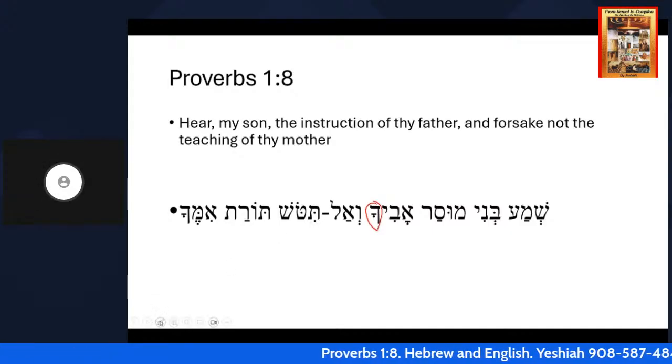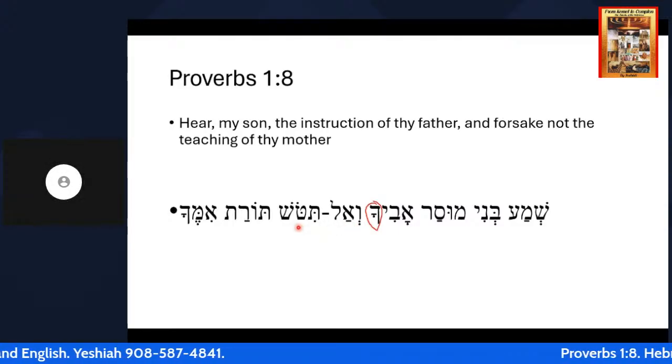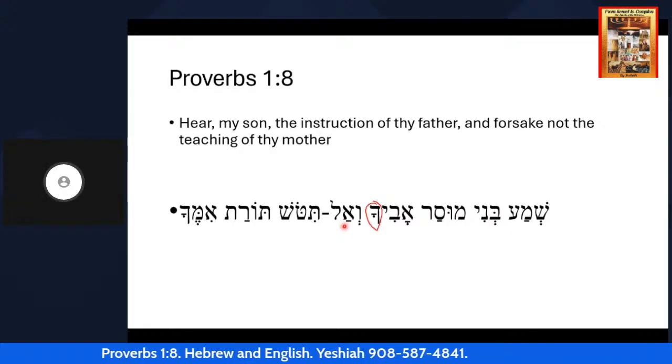We want to go back, if we will, to the laser pointer. Well, al titosh, and do not forsake. Now, lo means no or not. This al that we see right here, seen also in Leviticus chapter 19, it means do not.